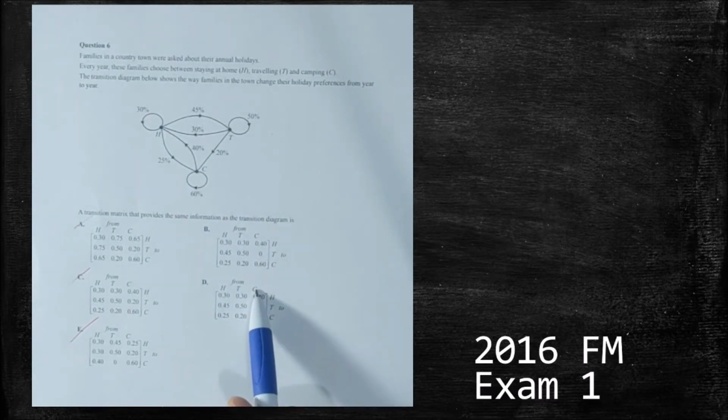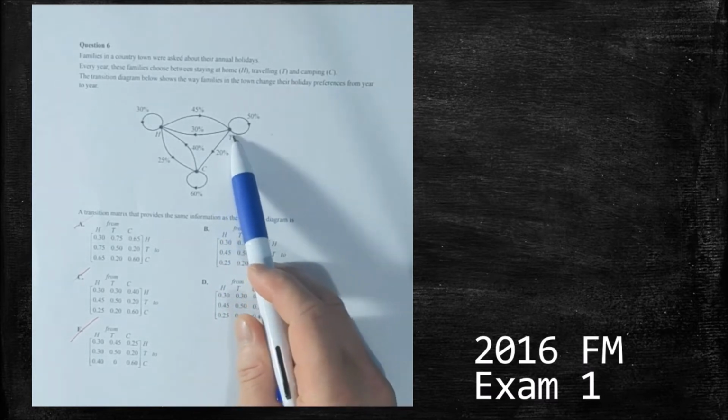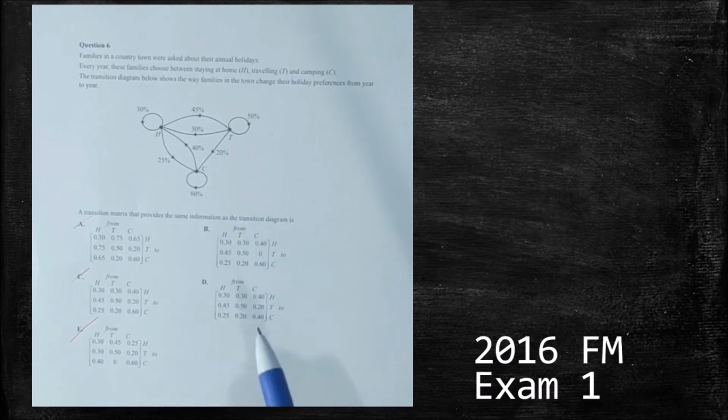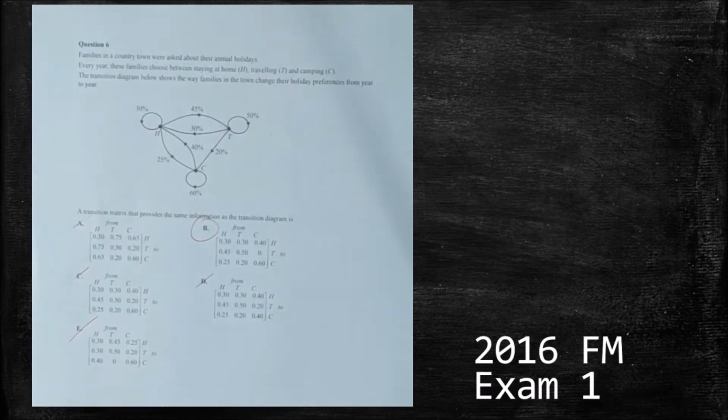However, this one says from C to T, from camping to traveling is 0.2. However, I'm assuming they're referring to this. This says from traveling to camping. So this one's not right. That means the answer must be B for that one there.